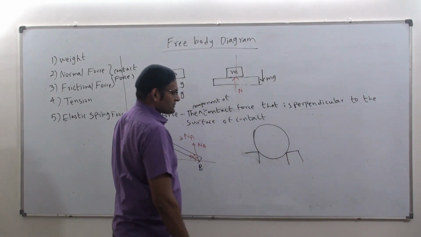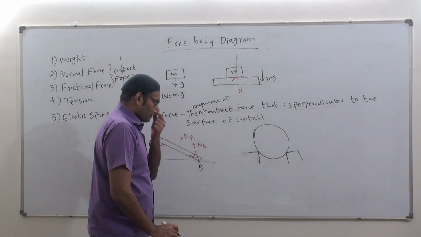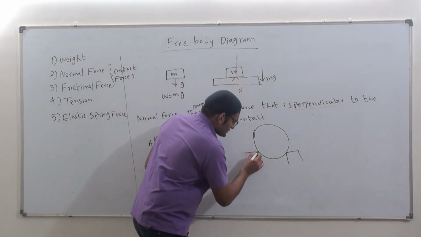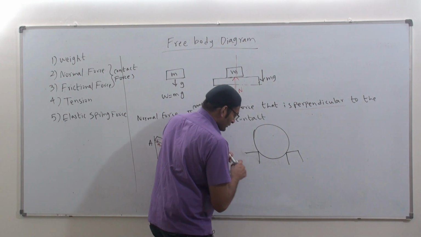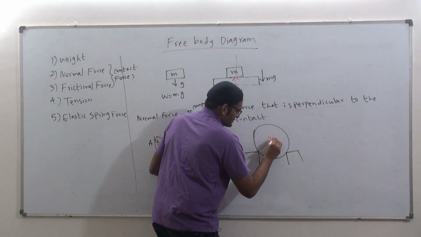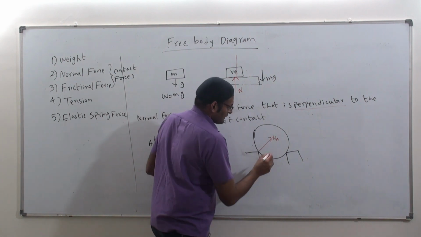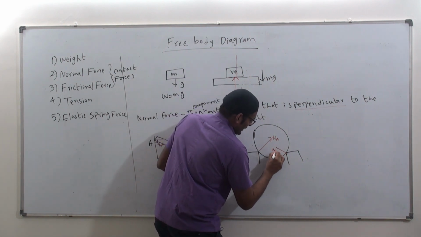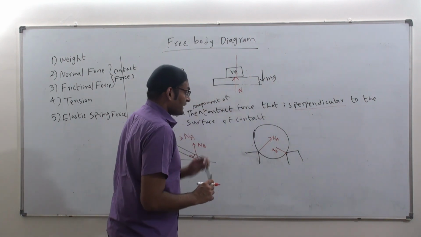So how do you define this? You can see what would be the contact force. Here this is a point. Now the normal force would be in this direction. This is NA, and here it would be NB. Okay, now let me take one more example.